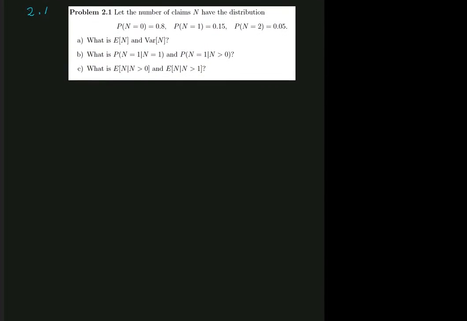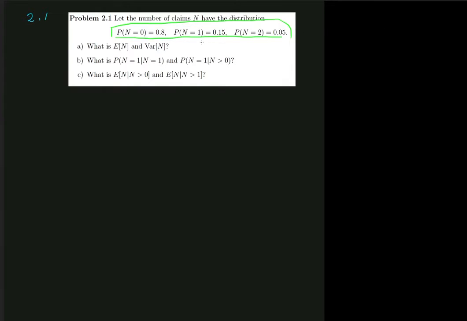Let's start off the first problem of chapter 2 by reading the exercise. In this exercise, we let the number of claims n have a distribution that looks like this. Now, before we begin, let's just try to take a look at what this means.